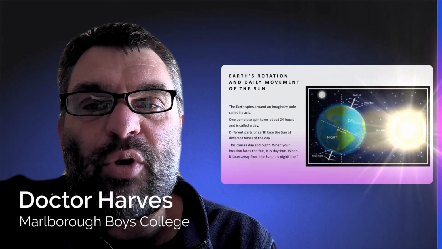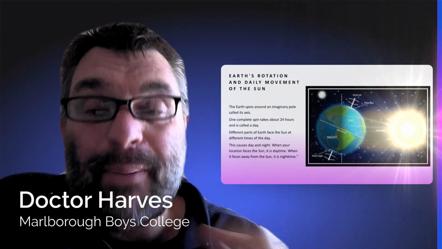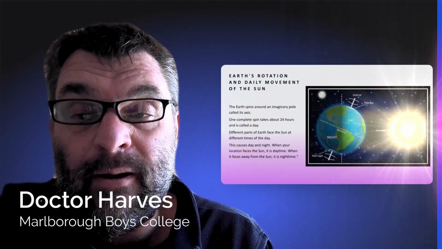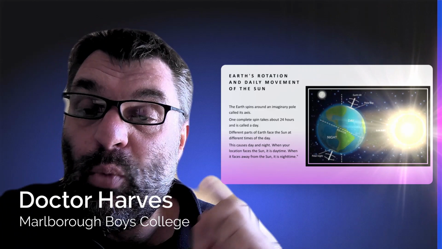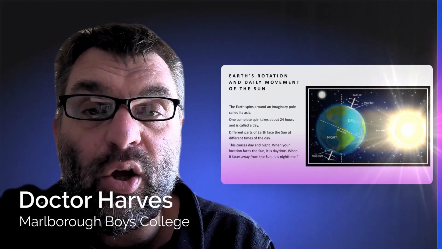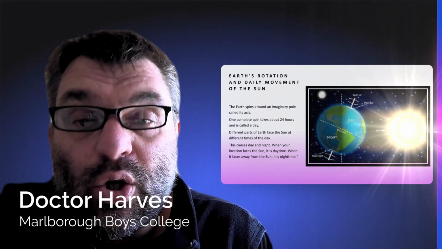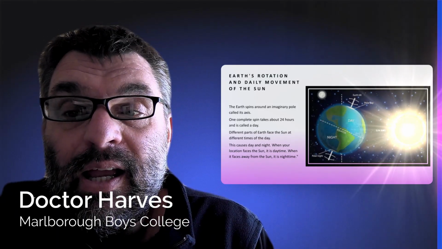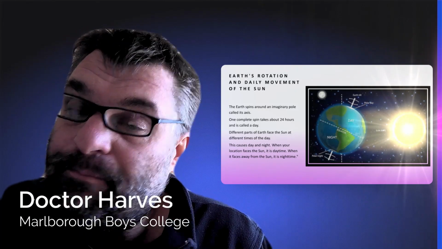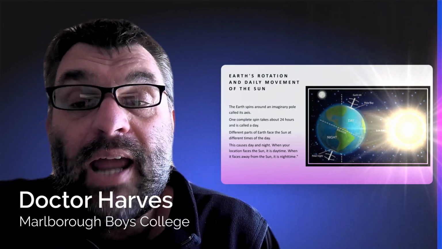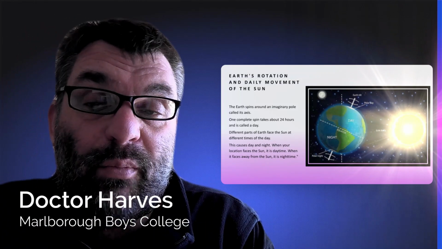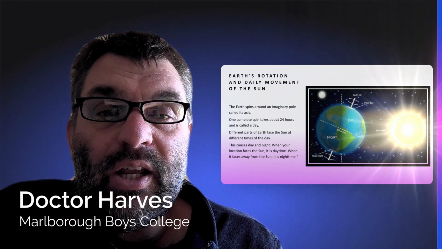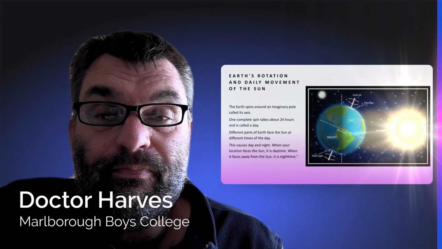So in terms of the Earth's rotation, it basically spins on an axis, and that axis is 23.5 degrees from the vertical. And one spin of the Earth around its axis is called a day. Now for some part of that time during the day, parts of the Earth will be facing the sun, and this will be known as the daytime, and other parts will be facing away from the sun, and this is known as the nighttime. Okay, and it takes 24 hours to do this.